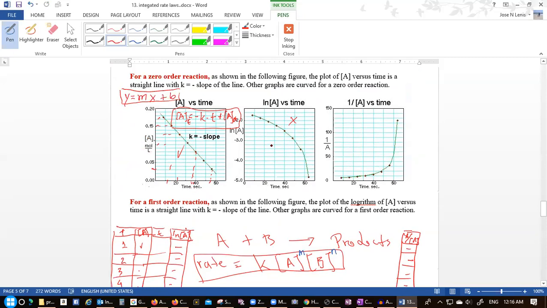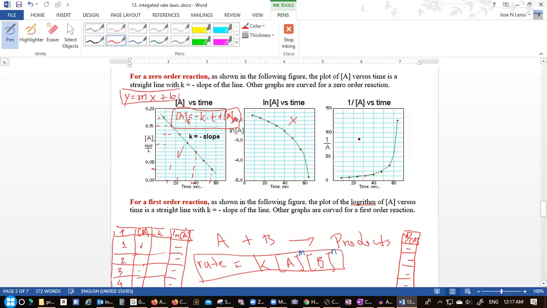What would you say here? You will say that the reaction you're working with is not first order with respect to concentration of A. Why not? Because it doesn't show a linear behavior when you plot natural log of concentration of A against time. What about here? What do you say about this graph?